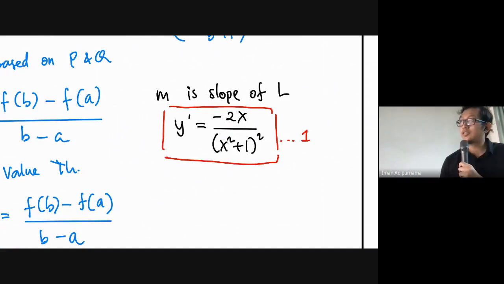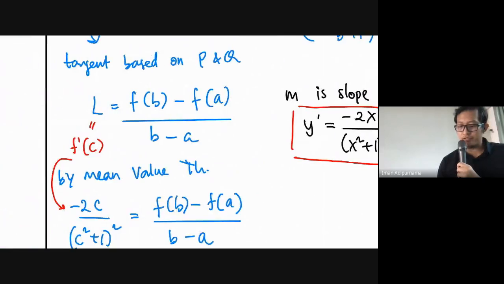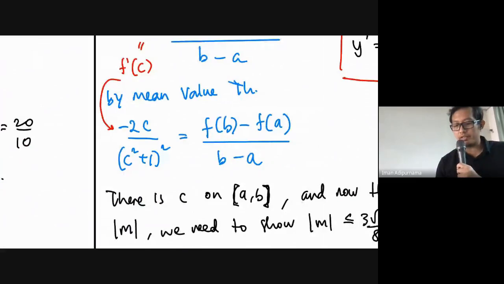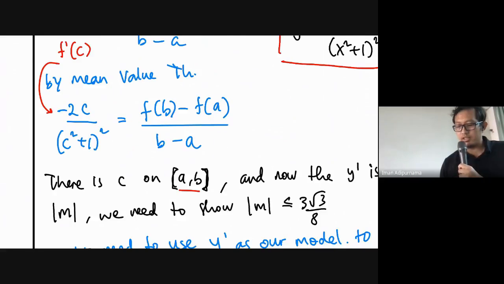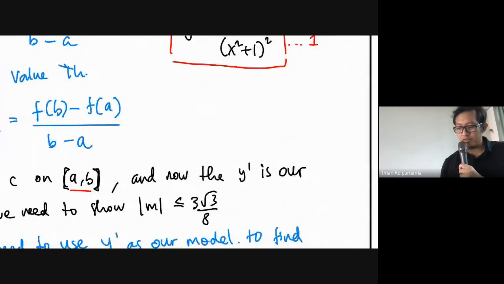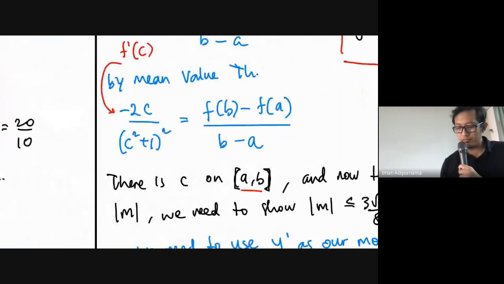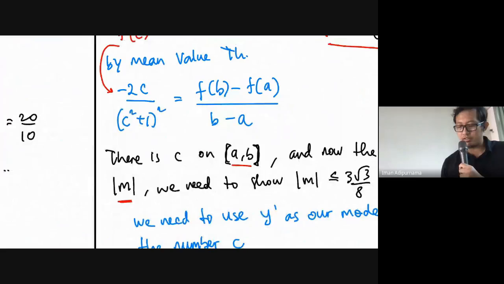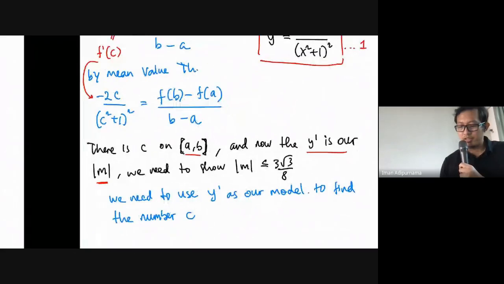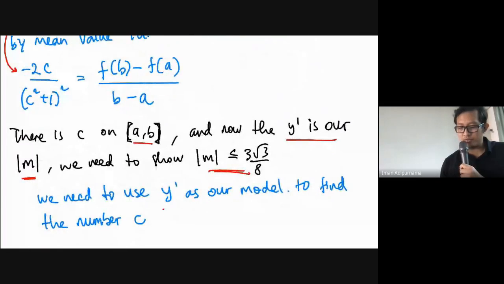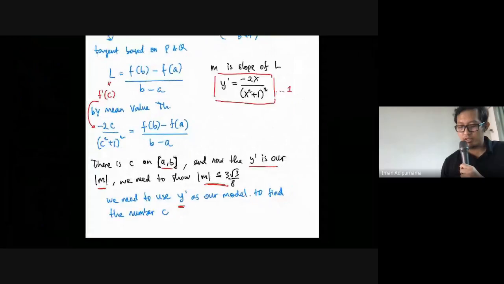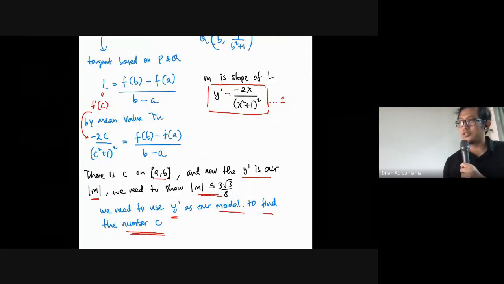And we are using this to equal the rate of change. Okay, so let's say we have C here. By definition given by the question, we have a number C on the interval AB. There is C on AB, and now the y prime is our slope, our m. Okay, and we need to show this is less or equal to this value. So we need to use y prime as our model to find the number C.